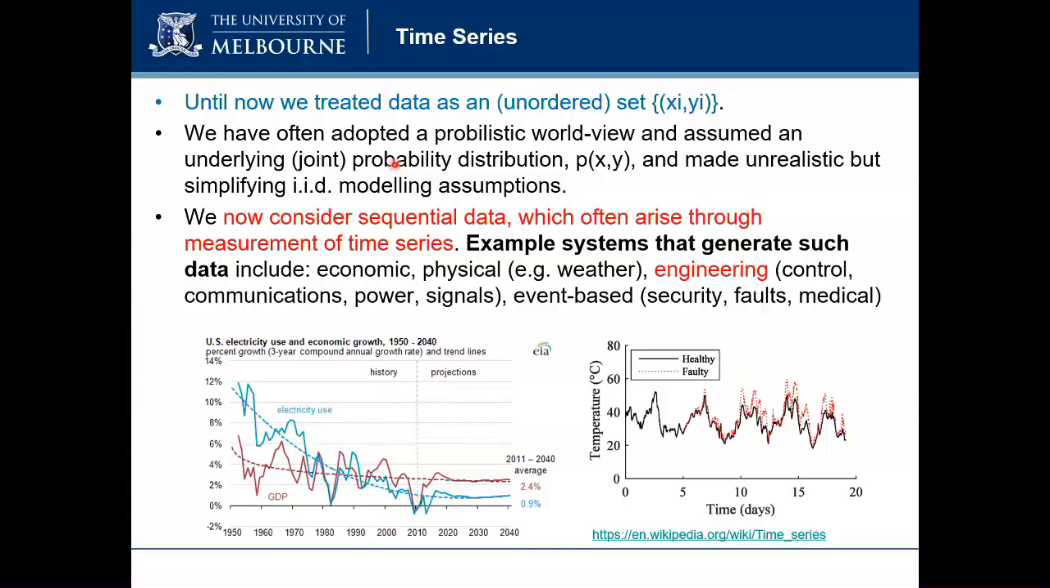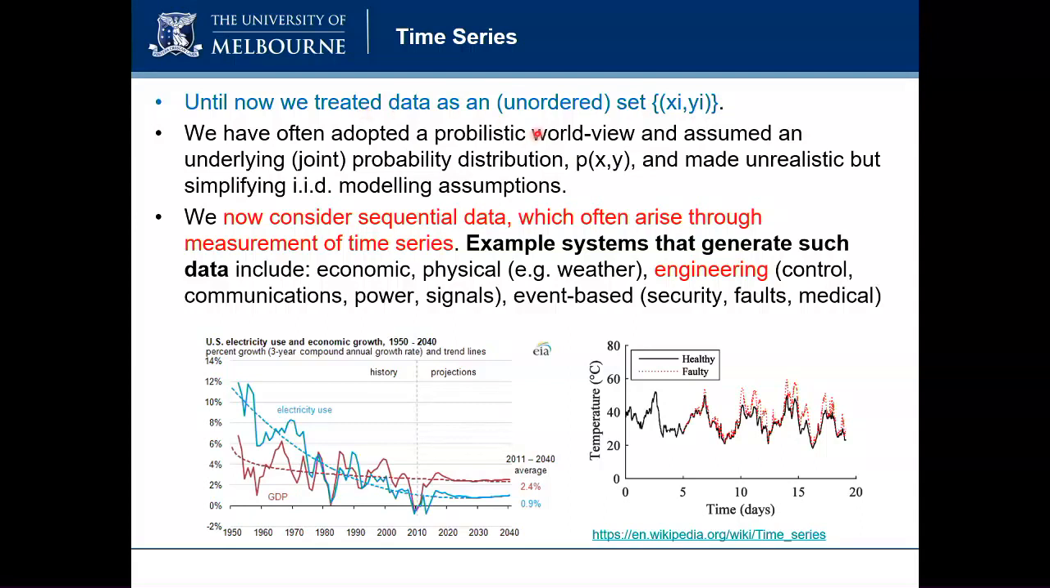So, what is the difference? Until now, we have treated data sets as sets. A set is an unordered collection of elements. It's a bag of data points, so we kind of tap into the bag of data points. There's no order to them. All of the problems we looked at were like this, right?